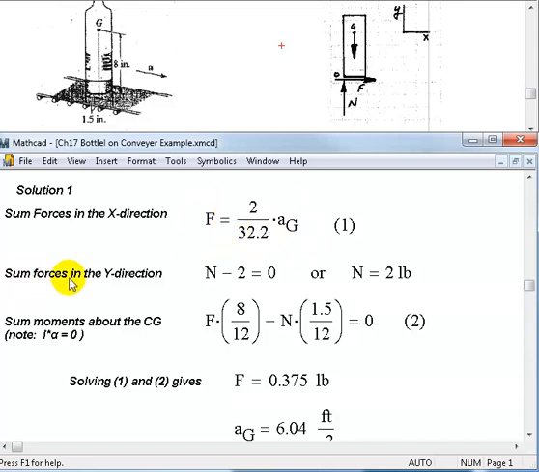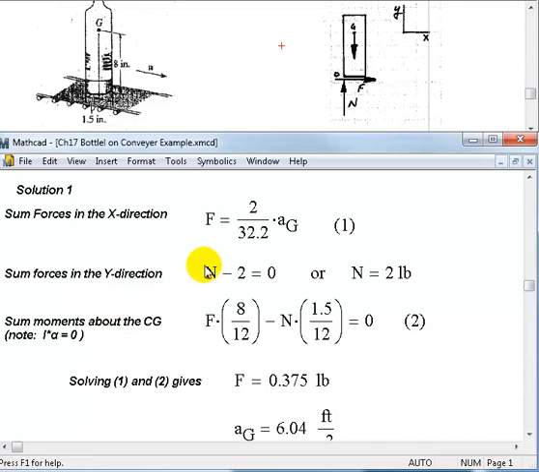Then we'll turn to our other Cartesian coordinate and sum the forces in the y direction. Looking at the free body diagram, we have the normal force in the y direction labeled positive, and we have the gravity force of 2 pounds acting in the negative y direction. And because the bottle doesn't travel in the y direction, the acceleration in the y direction is 0.